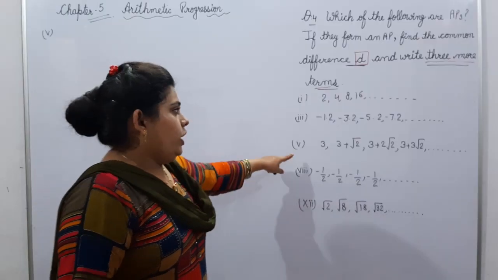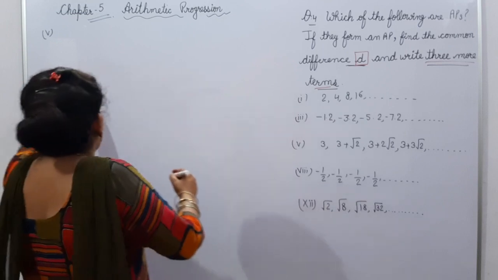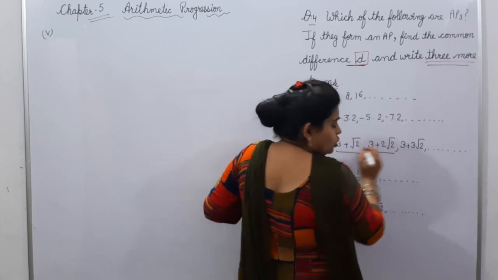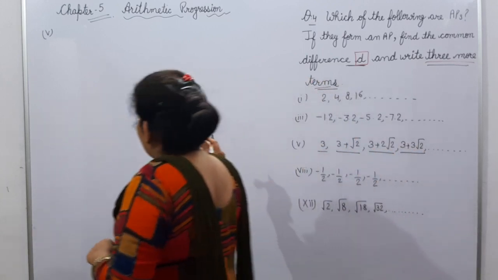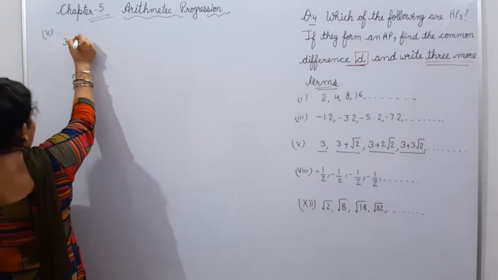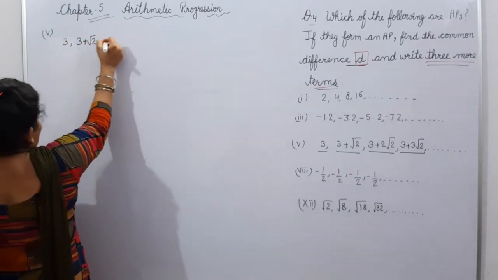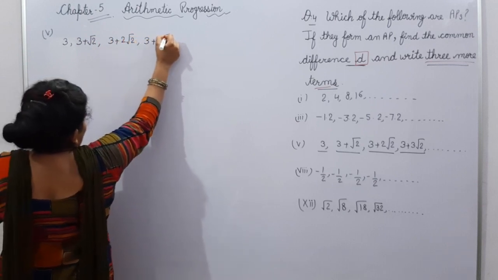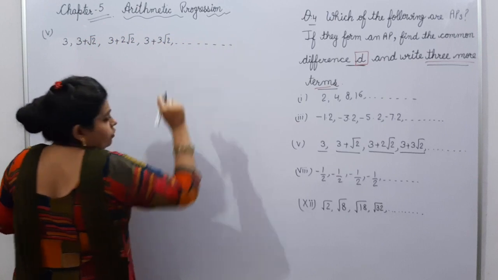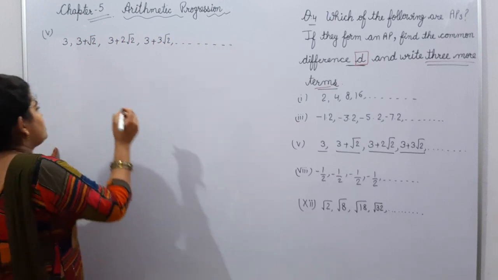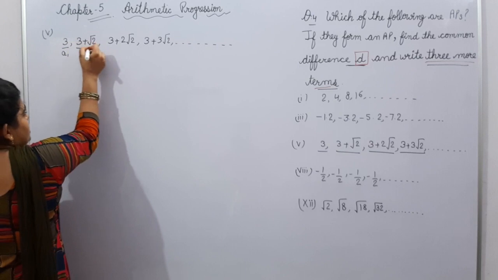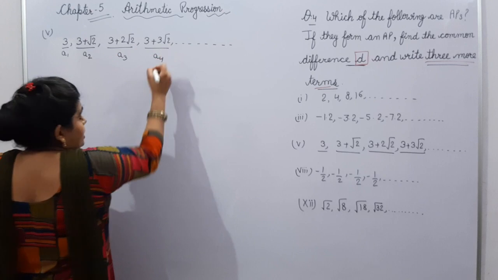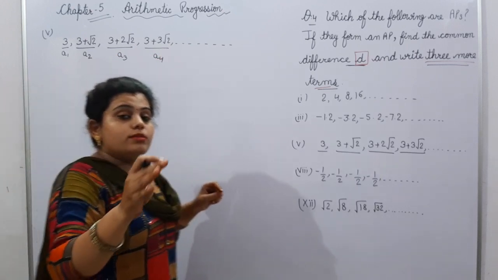Now students, the fifth part of question number 4. What is its fifth part? 3 plus root 2, 3 plus 2 root 2, 3 plus 3 root 2, and so on. First of all, count the number of terms. This is A1, this is A2, this one is A3, and this one is A4. Means in this sequence again 4 terms are given.